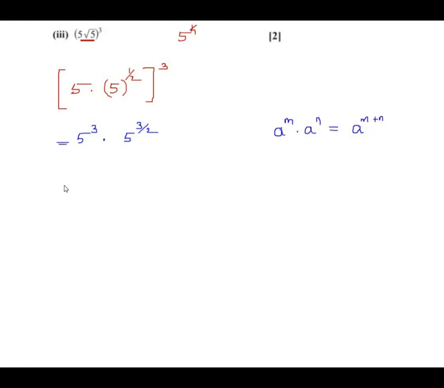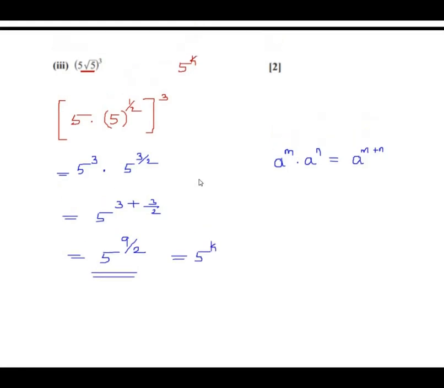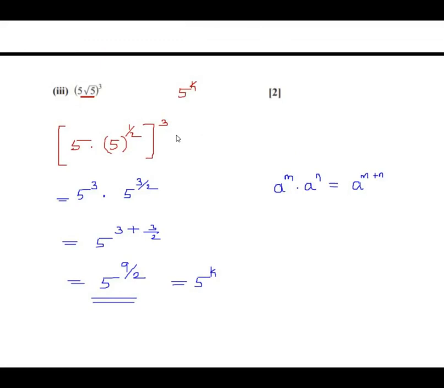We are simply going to write it as 5 raised to 3 plus 3 over 2. That gives us 5 raised to 9 over 2, which is of the form 5 to the power of k, if they had asked us to find it in that form. So this is the way we can solve it.